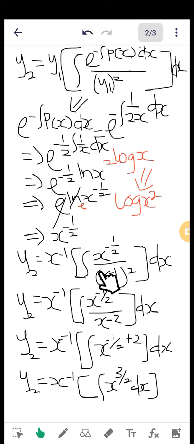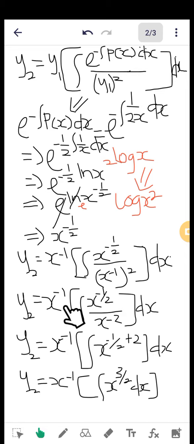So I make a substitution. So my y2, which is equal to, my y1 was given to be x exponent minus 1. Multiplying integral of, now the whole of this part, we had x exponent minus 1 over 2, all over the y1 squared. So my y1 was given as x exponent minus 1. Then I square it all dx. Okay, so we try to simplify.